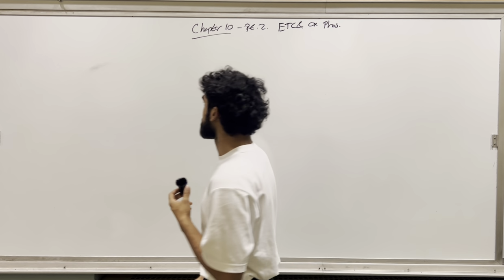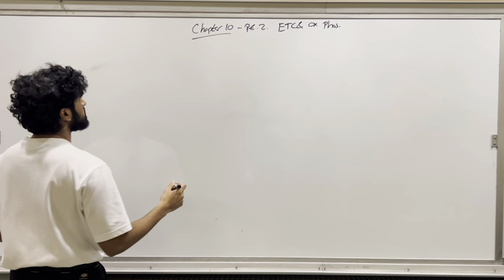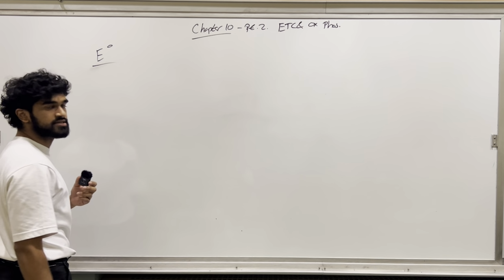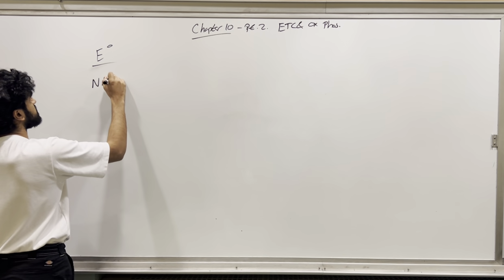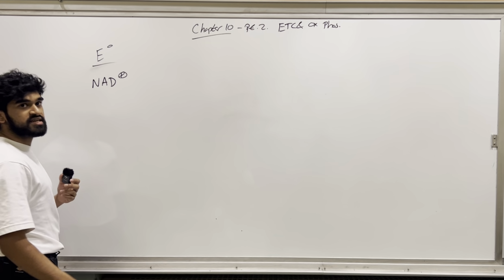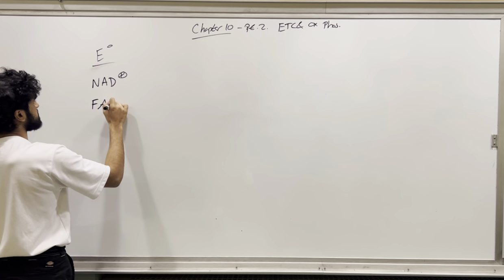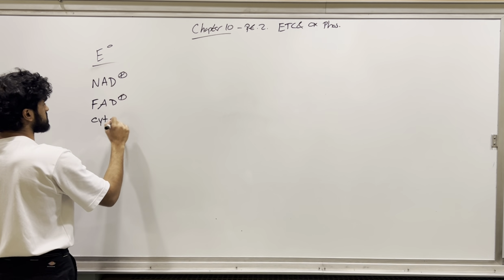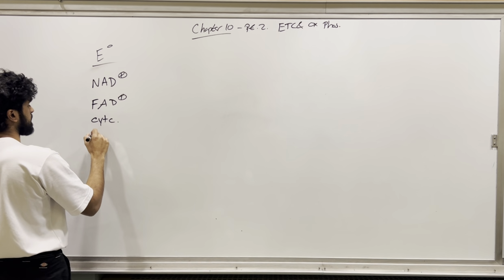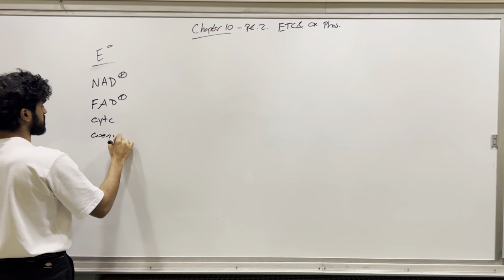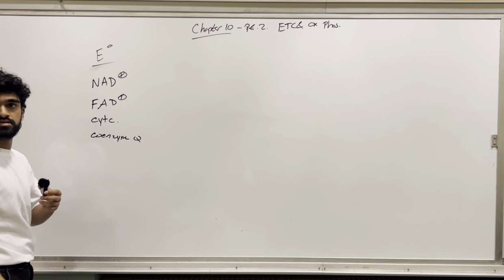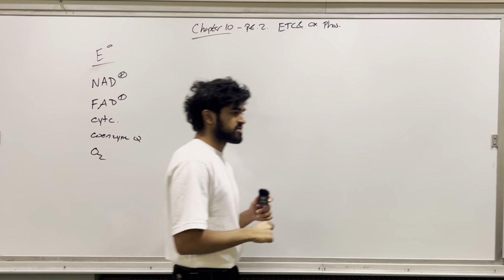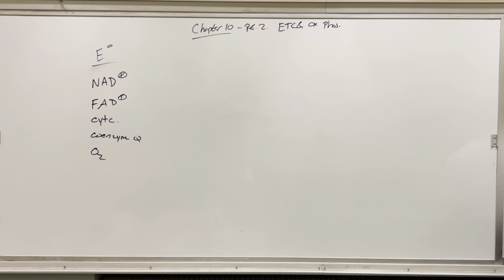So the first thing we're going to do is I want you guys to tell me the reduction potentials of the following things. Look them up and let me know. NAD, FAD, cytochrome C, coenzyme Q, and oxygen. Tell me the reduction potentials of those.